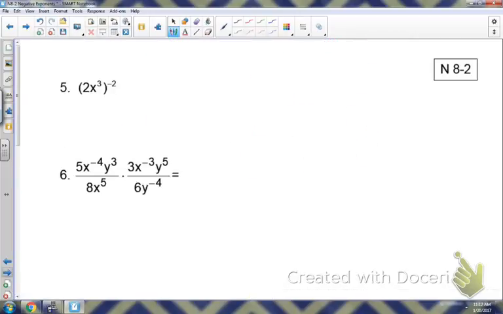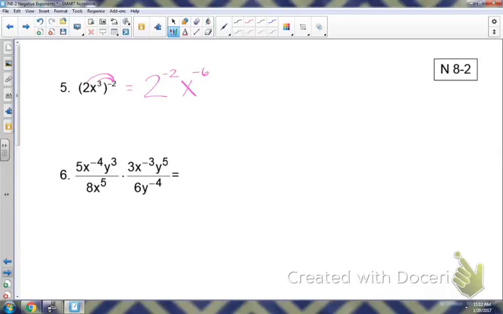Okay, so let's look at 5. 5, 2 is not a base. It's a coefficient. So do not forget to distribute that exponent to the coefficient. So we need to do 2 to the negative 2 power. And then I'll also distribute that exponent to another exponent. So we need to multiply those together. So that would be x to the negative 6th power.